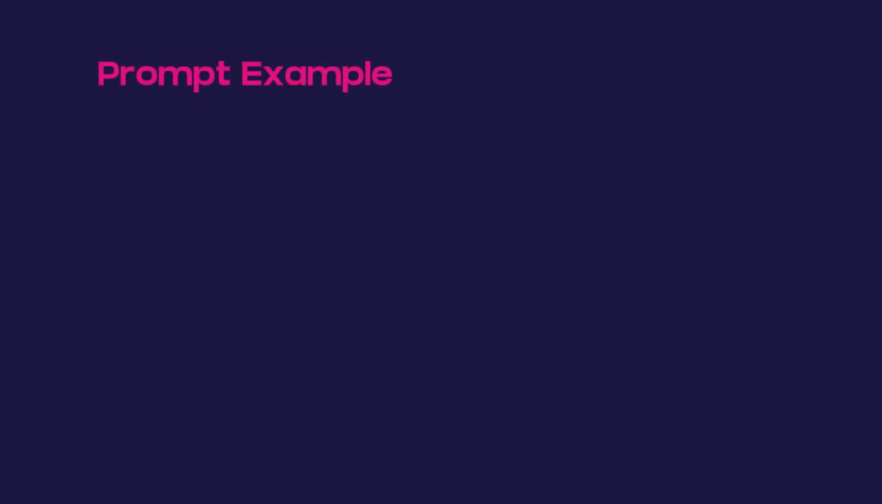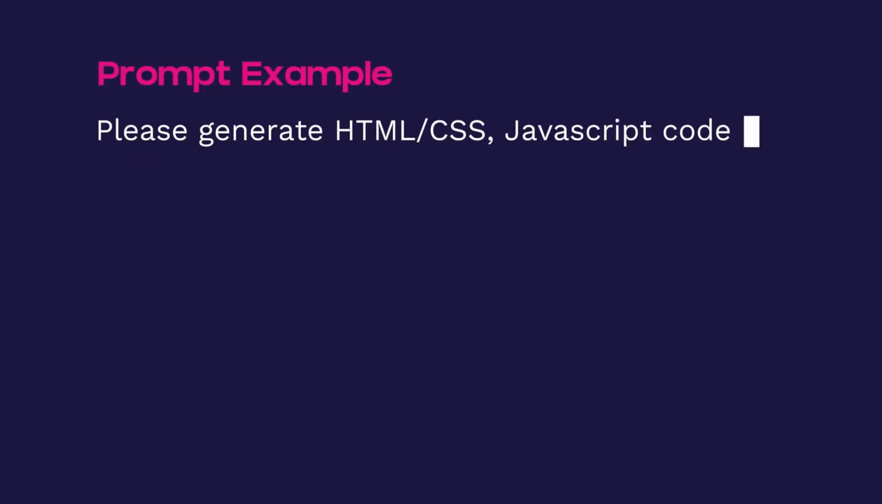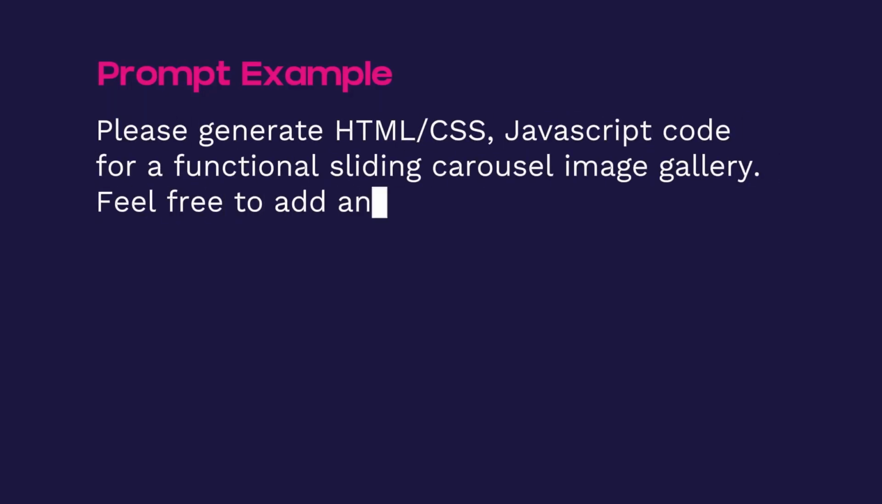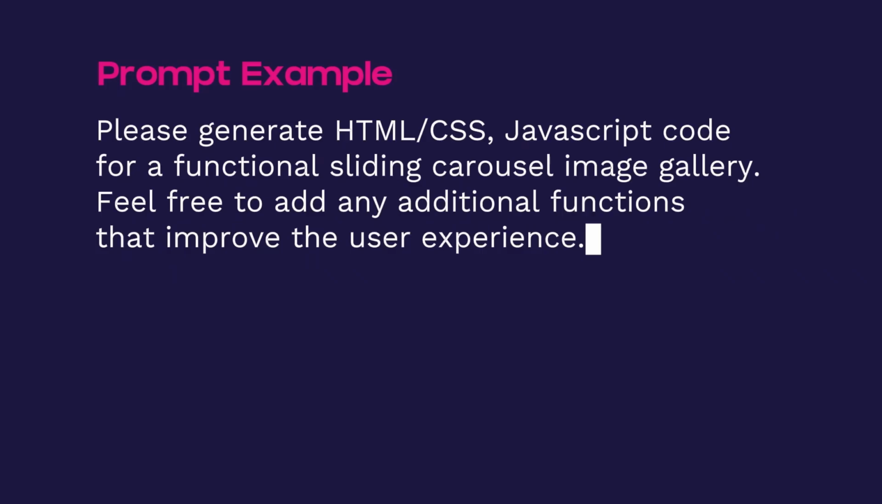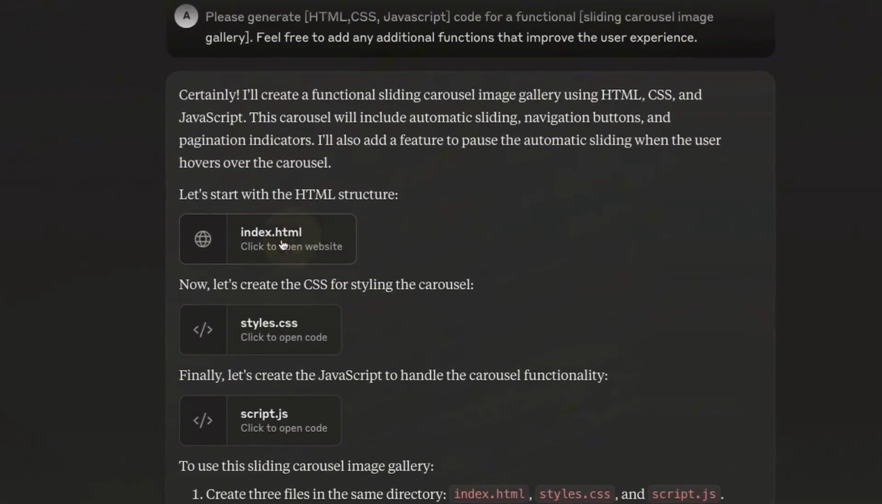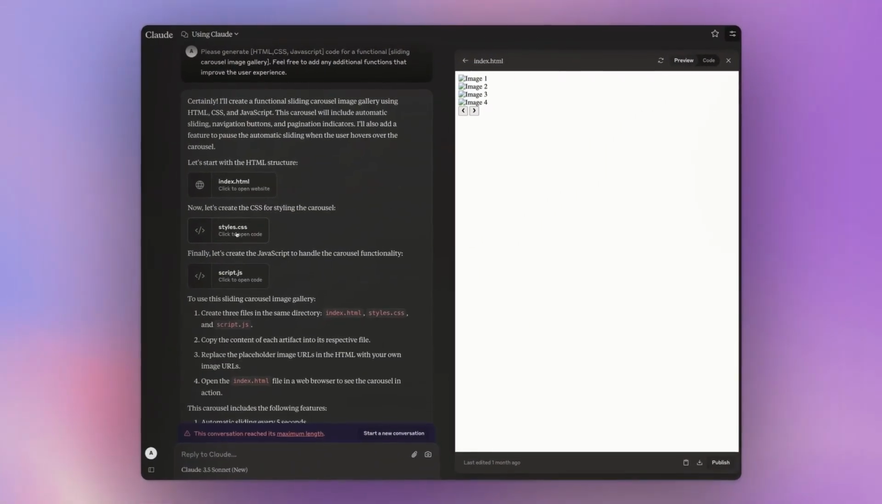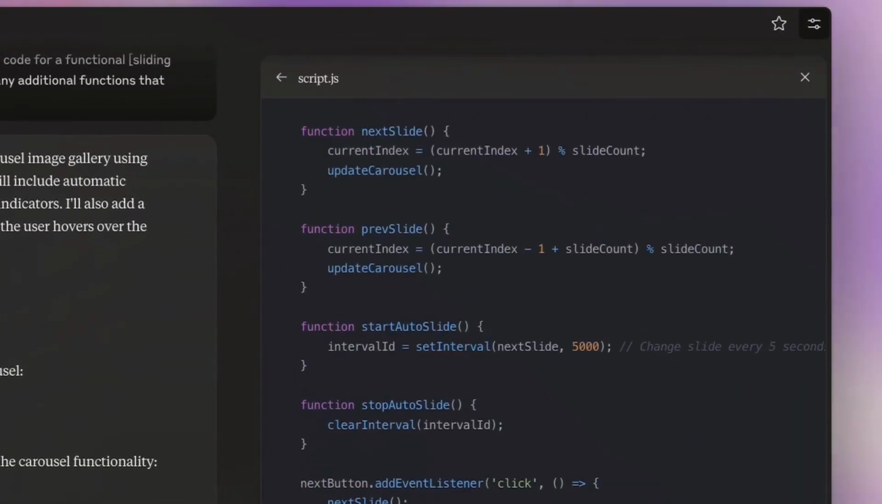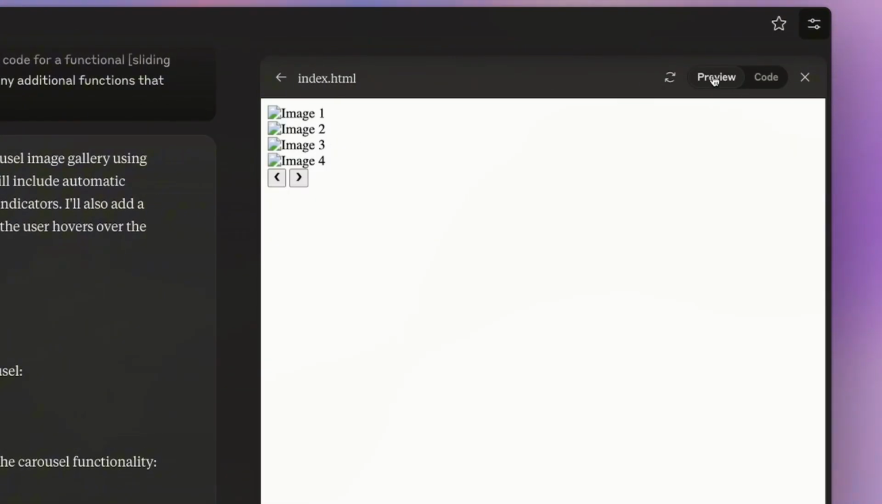And so an example prompt here could be, please generate HTML, CSS, JavaScript code for a functional sliding carousel image gallery. Feel free to add any additional functions that improve the user experience. So you see the results here. You can click in, and it gives you all of the HTML, CSS, and JavaScript as separate windows. And so you can click into each of them to see their code. You can even run the code itself, see the preview of what the code will look like, and then look at the code itself. So this kind of workflow is one of the reasons why many people love using Claude for development.